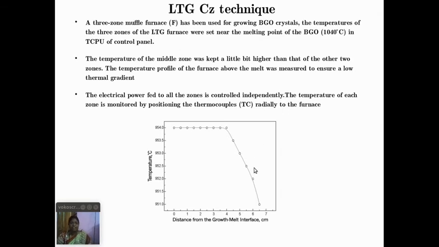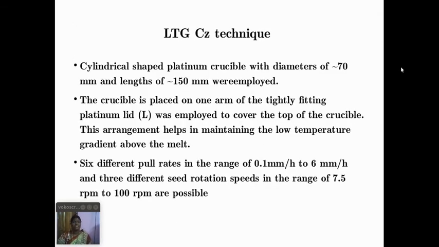perfect crystal. A cylindrical shaped platinum crucible with the diameter of approximately 70 mm and the length of approximately 150 mm were employed here, and it is placed on one arm of the tightly fitting platinum lid L, which was employed to cover the top of the crucible. This arrangement helps in maintaining the low temperature gradient above the melt.